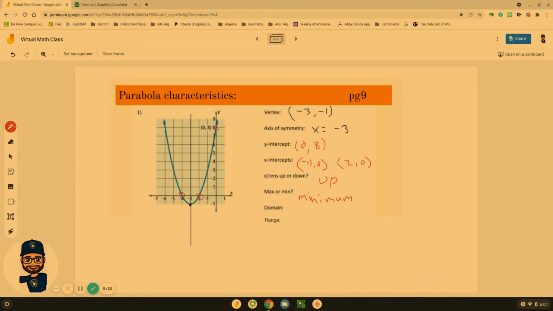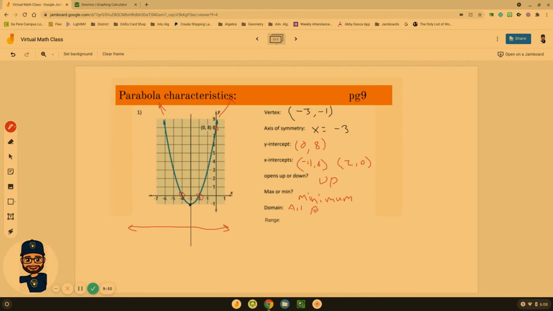Domain. Which variable describes domain? It's the x variable. So we're looking at the x. How does our blue line, the parabola, act on the graph going on the x? Well, remember, if I have an arrow on the end of it, it's going to keep going up and to the left forever. It's going to keep going up and to the right forever. So the domain for a parabola is what we call all real numbers. It's going to keep going on and on forever.